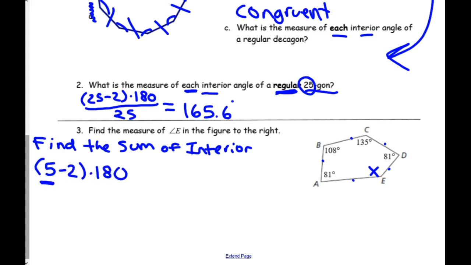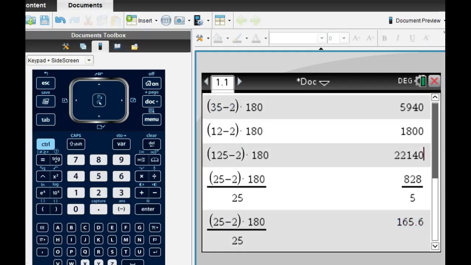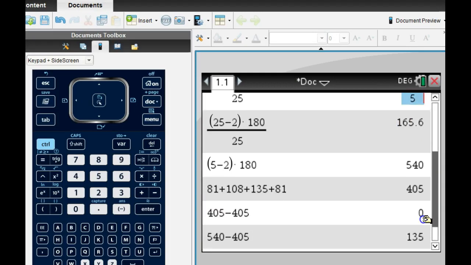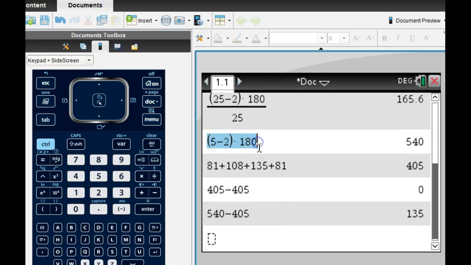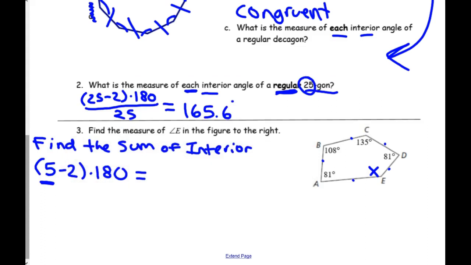And y'all know where I got 5 from. I counted the number of sides. So 5 minus 2 times 180. What do I get? What'd you say? Okay. So we plug it in, get 540. So now that I know that these 5 angles add up to 540, now I can figure out x. Okay? But I'm telling you, some people get ahead of themselves. They want to start working it out. You can't set up an equation unless you know what it adds up to. So you got to figure that out first, okay?